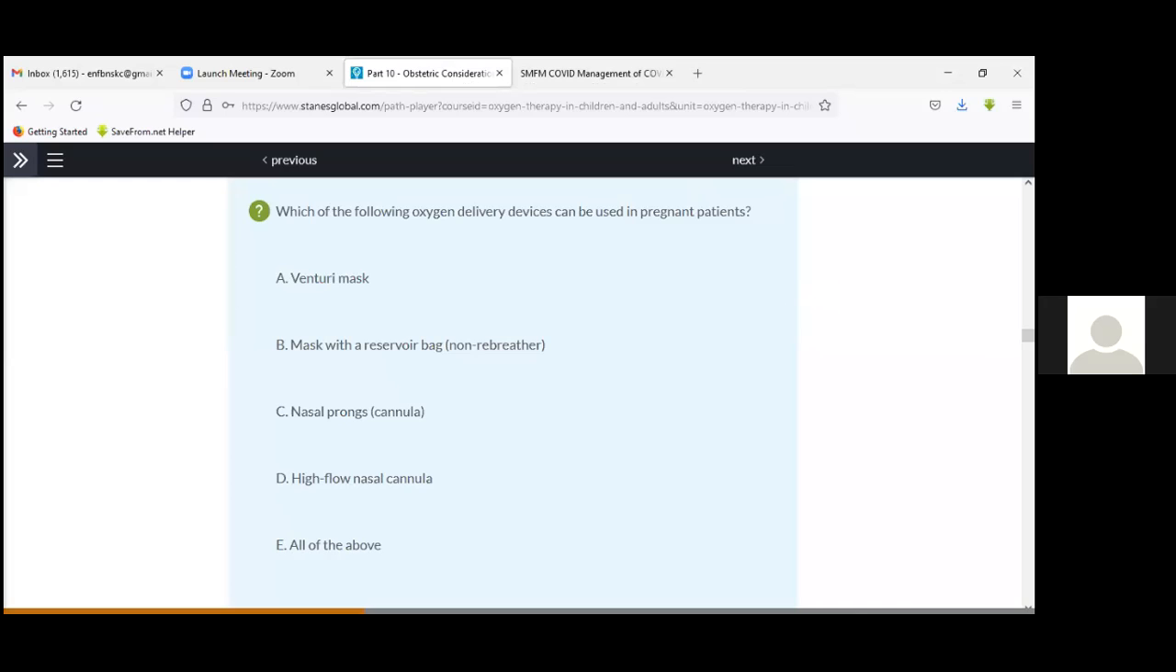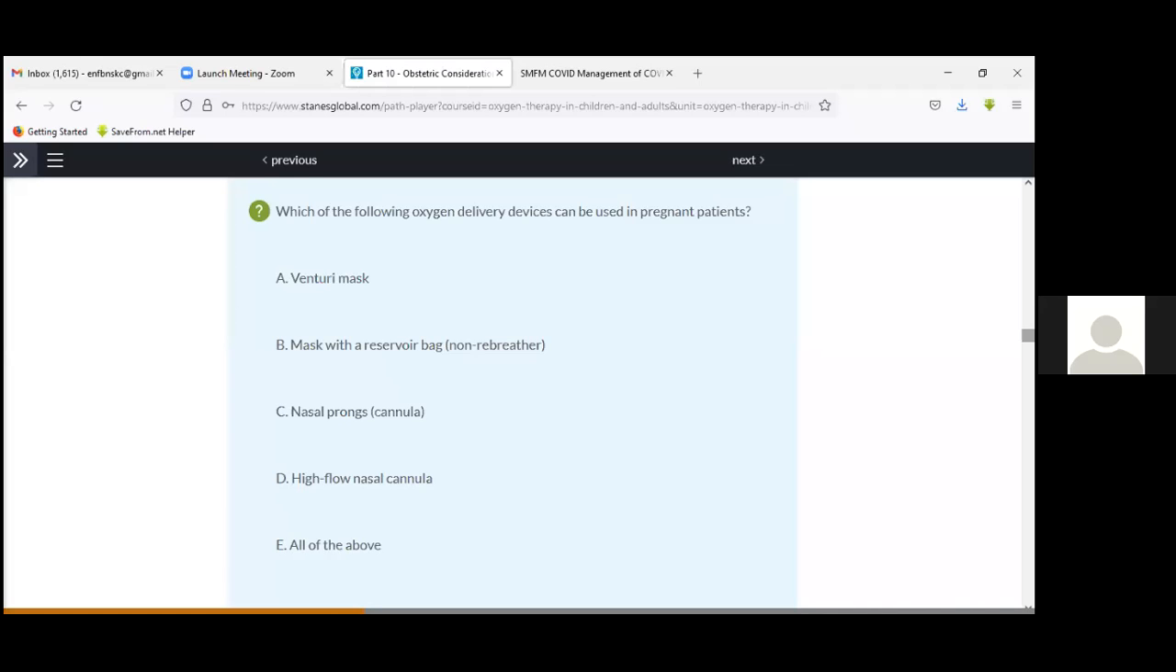E, nasal prongs, all of the above. All of the above. So the majority went for all of the above. Yes, you can use all of the above to administer oxygen for the patient.